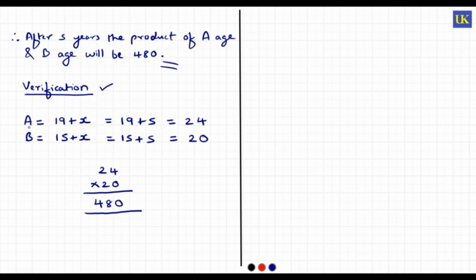So A's age, what we took, was 19 plus X, right? And B's age we took 15 plus X. So 19 plus X, X value is how much? X value we got as 5. So 19 plus 5 we get 24, and 15 plus 5 we get 20. So A's age after 5 years is 24 and B's age after 5 years is 20. And if we multiply 24 into 20, we get 480. So this shows that our answer is correct and we have verified it and also understood it. Okay. Alright.